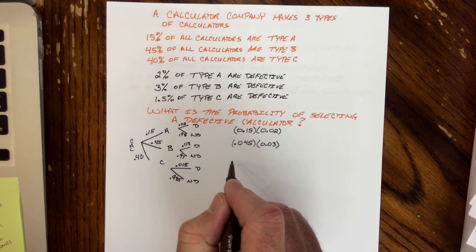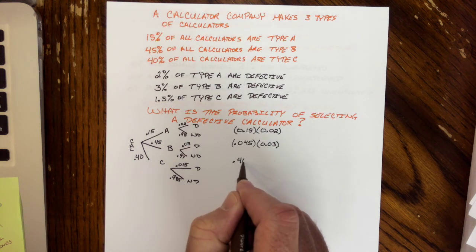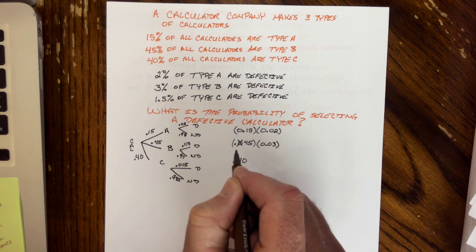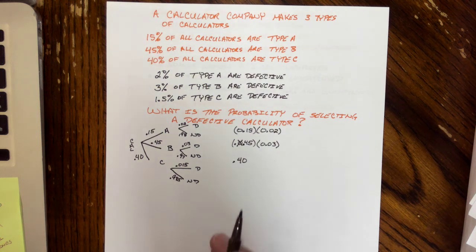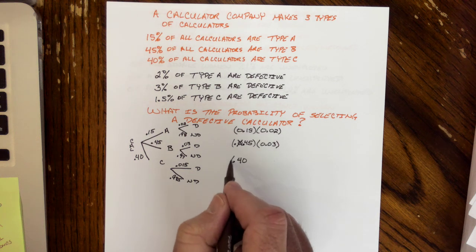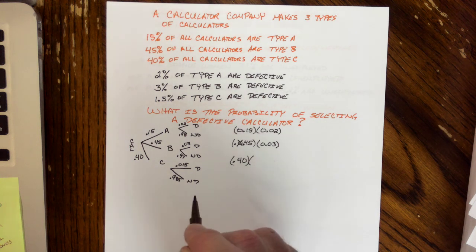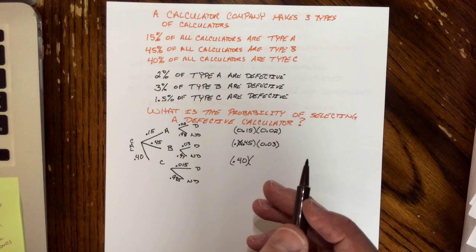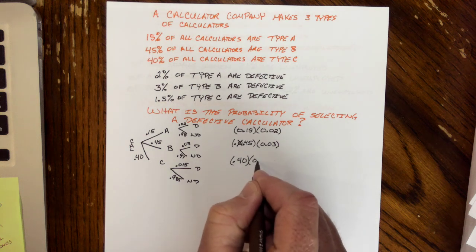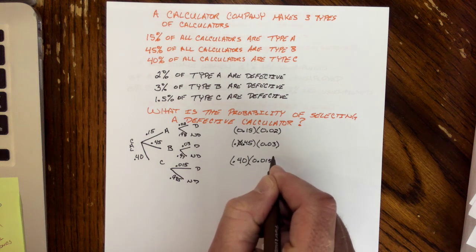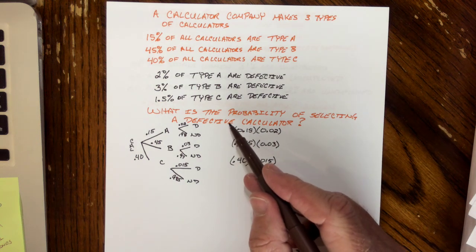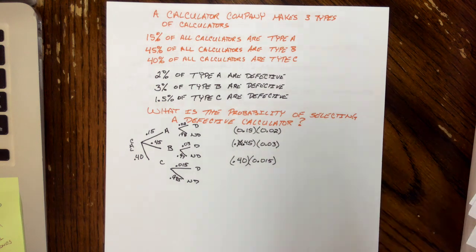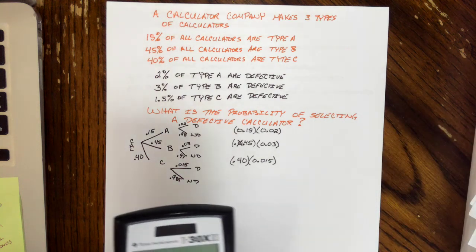So that's 40% of the market. That should not be there, that's a mistake. The decimal point should be right there. 0.4 of the market, and again, we're going defective, so 0.015. Again, did it say what type of defective calculator? No, it just said defective out of all of these. So we work.